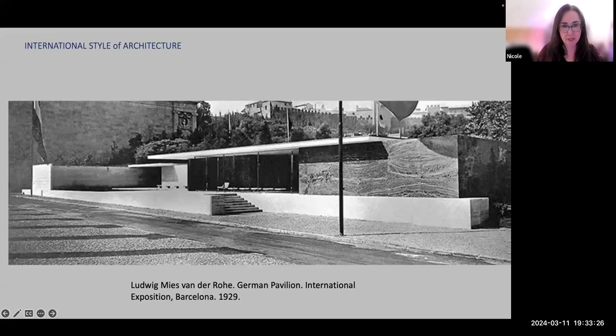One of the most notable features of the pavilion is the rectangular pool that's adjacent to the main structure. This pool not only adds to the visual appeal of the pavilion, but it also serves as a reflective surface, enhancing the overall ambiance of the space. Mies van der Rohe's German pavilion is considered a seminal work of modern architecture, reflecting the principles of the international style and the Bauhaus movement. It has had a lasting impact on architectural design, and it continues to be studied and admired by scholars, students, and practitioners alike.